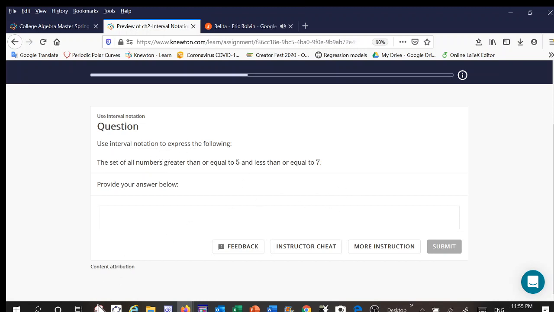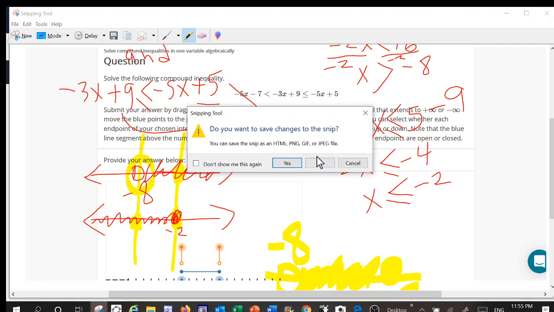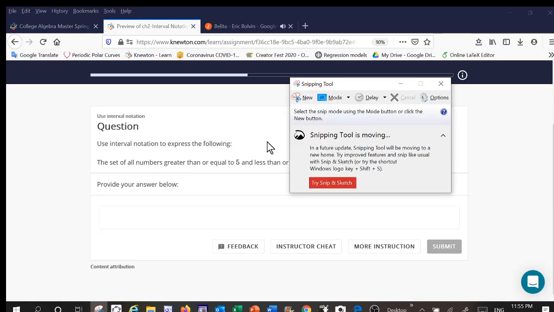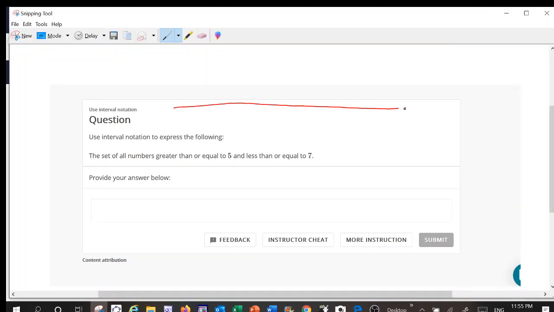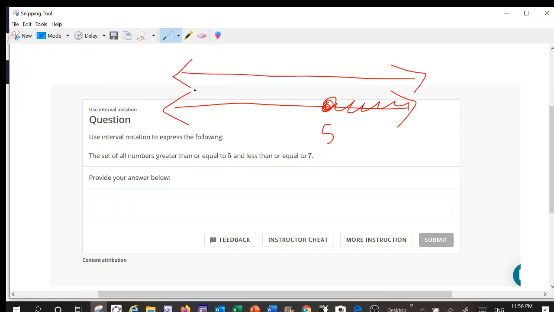So if you want to do this, then you can put it on a number line. So we want all the numbers greater than or equal to 5, so it's 5. Greater than or equal to 5 means all of that. And less than or equal to 7. So let's put 7 here. So we want 7, and we want everything to the left of it.